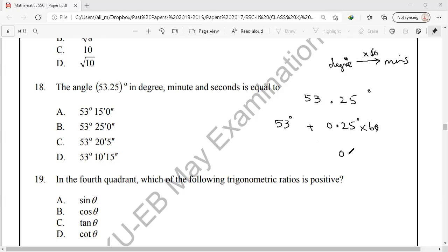So 0.25 multiplied by 60 is equal to 15. So our expression would become 53 degrees and 15 minutes. We do not have any decimal point in this value of minutes, so we don't need to convert further into seconds. So the value of seconds would be 0. The correct option in question number 18 is option A, 53 degrees 15 minutes and 0 seconds.